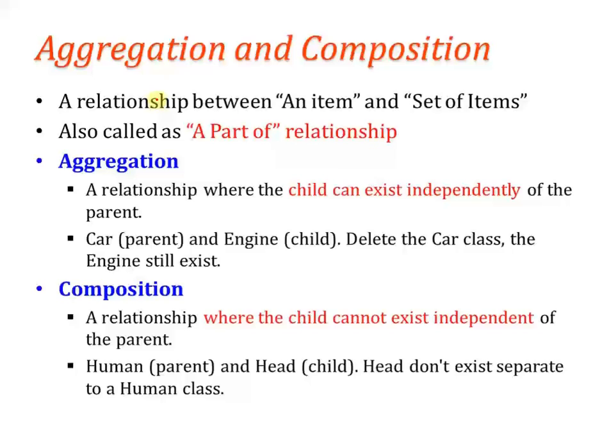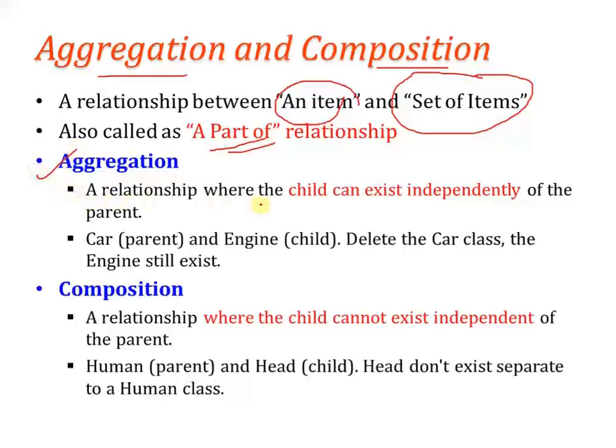Next important discussion is called aggregation and composition. Like association and like generalization, we also have two other relationships. One is called aggregation, the other is composition, between two objects or classes. A relationship between an item and a set of items is called aggregation or composition. This is also called a part of relationship. This is not like a friend relationship, this is not like an inheritance, but this is called a part of relationship.